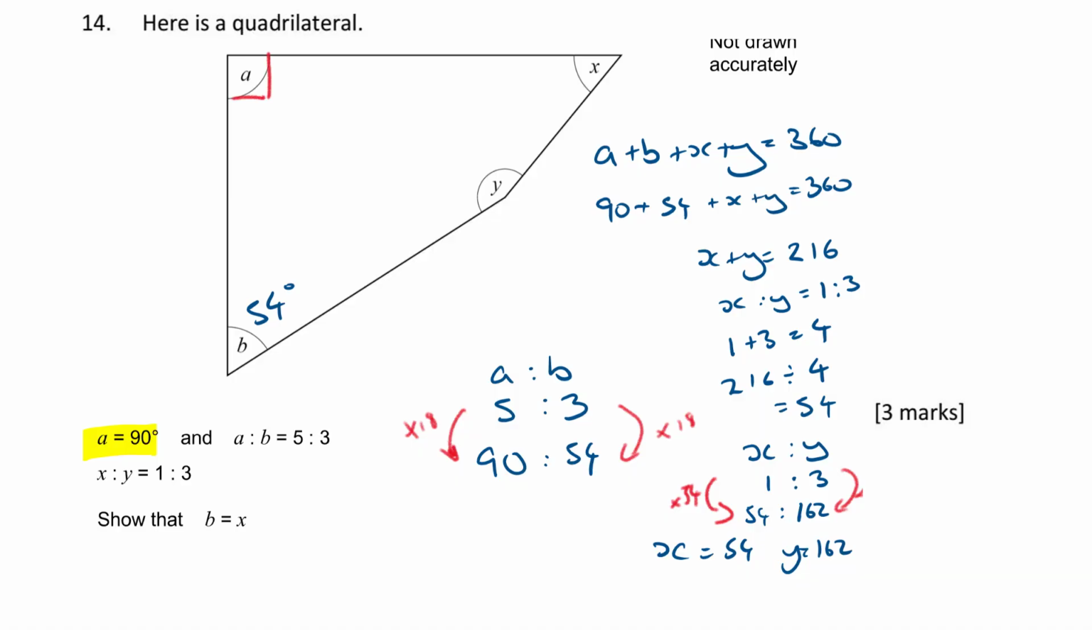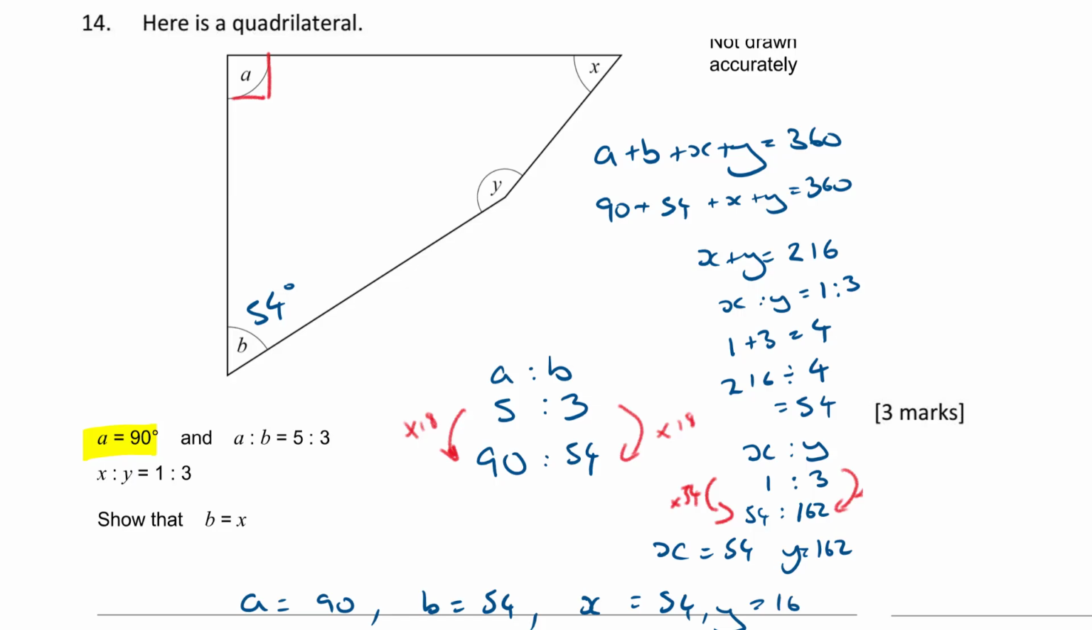Okay, so I'm just going to wrap that up by saying what each of these values is. So we found that a is 90, b is 54, x is 54, and y is 162. And if you look here, I can therefore say that b equals x. Okay, all done.